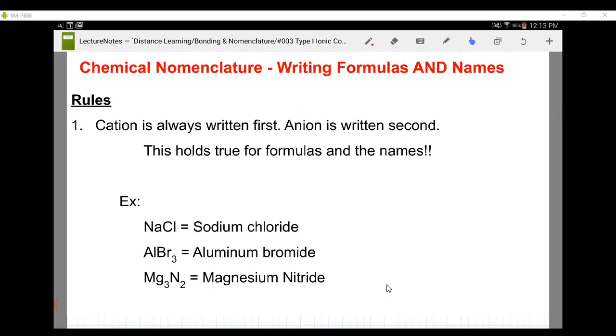To write the names and formulas for ionic compounds, the first rule we need to keep in mind, which is something we've kind of unofficially been doing for a while now, but I wanted to make sure we draw clear attention to it, is that the cation is always named and always written first. The anion goes second. So in the case of putting sodium and chlorine together, it's sodium and then chloride, or Na and then Cl, right? Because the cation always goes first.